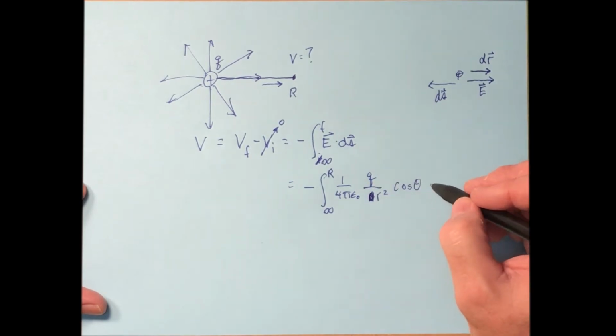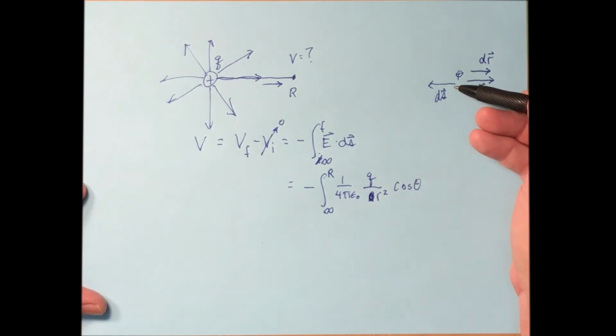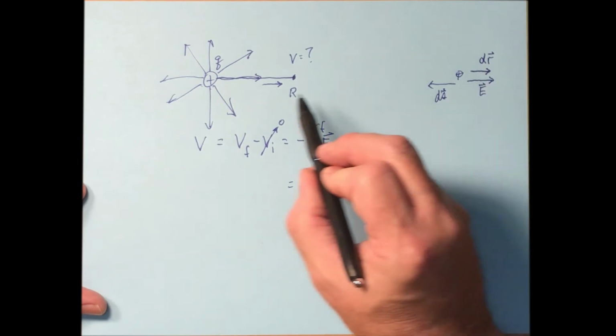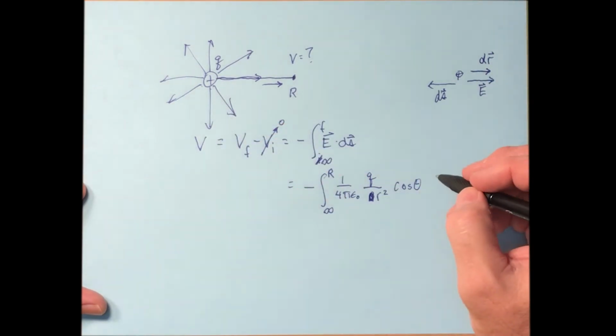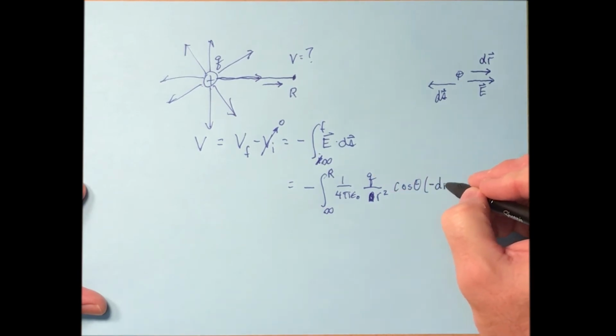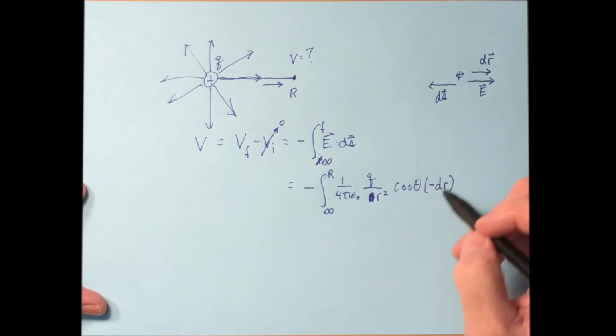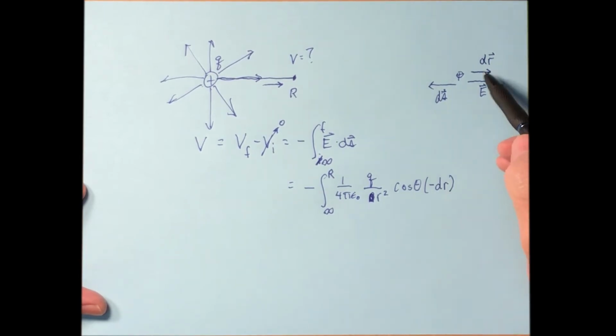Multiplied by ds, but ds is going in that direction. ds is measured from infinity. What we want to do is convert that into dr, which is measured from the point charge. And that's why this ds becomes minus dr, like that. So that was the purpose of doing that substitution.